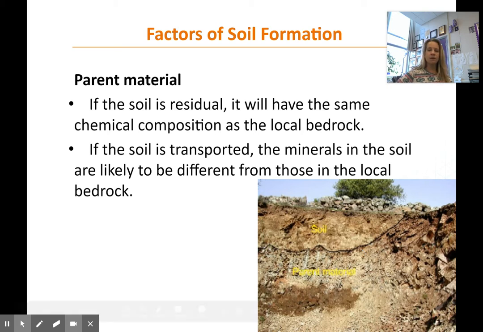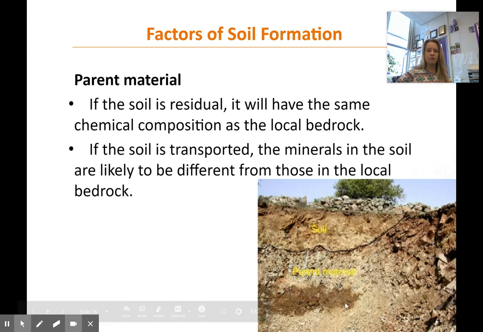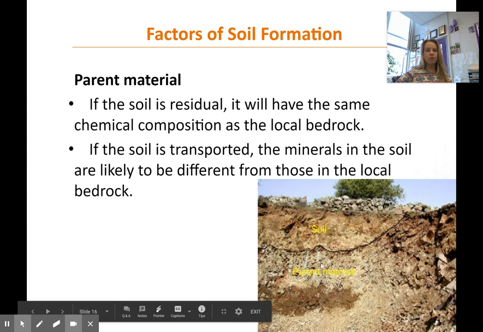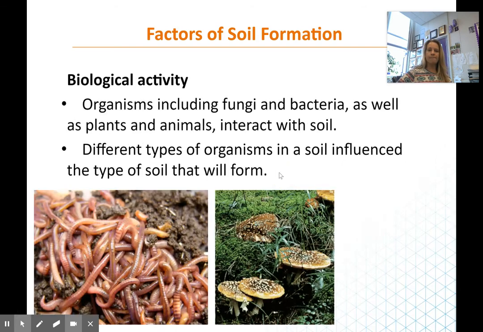So whatever is breaking down underneath, like in this picture, if this is residual soil, the soil is forming from this. So if this is a poor material to start with, then the soil is going to be a pretty poor soil. All right, and then animals and plants, I said, were really important.